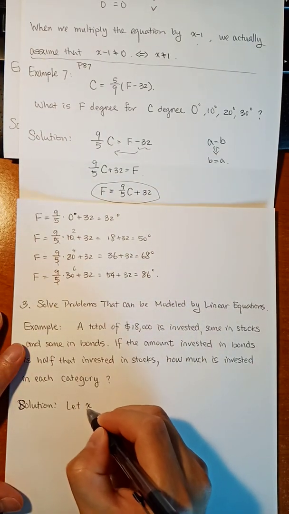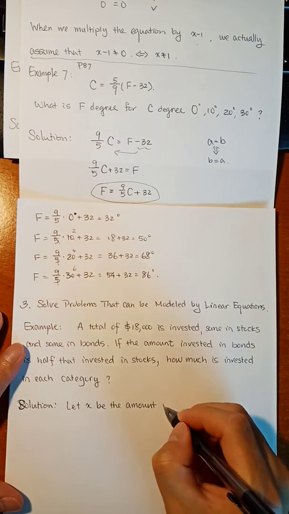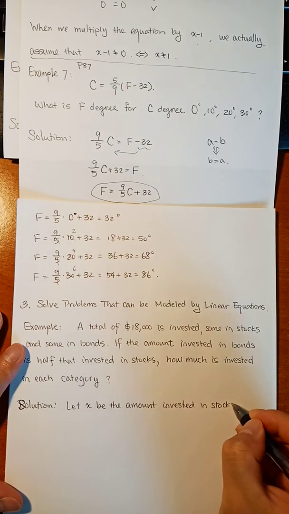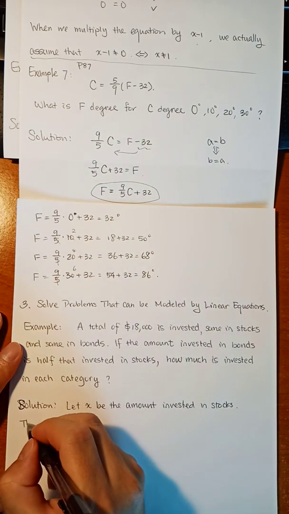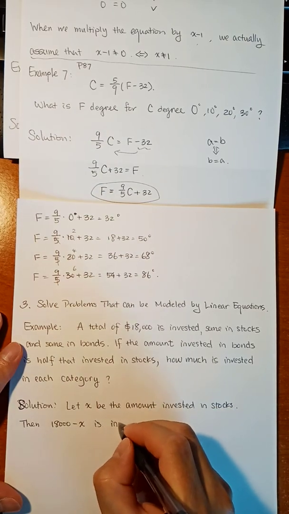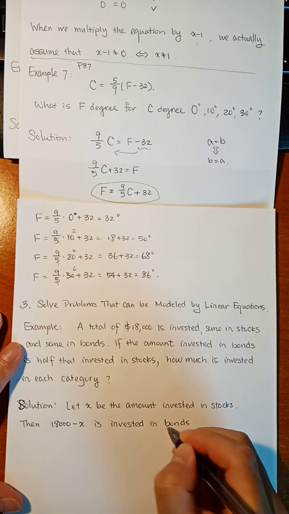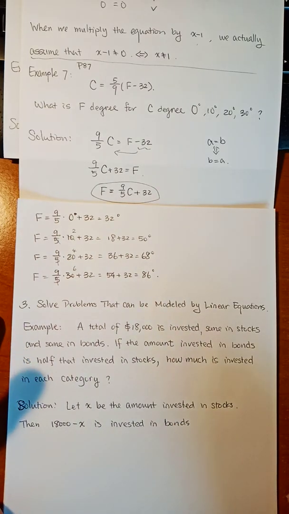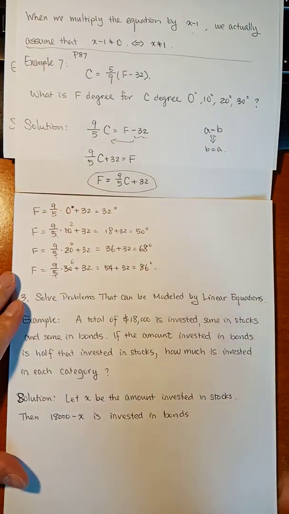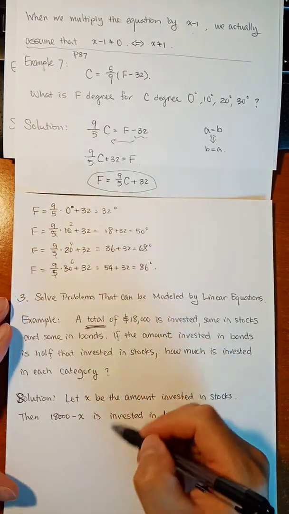So let X be the amount invested in stocks. Then 18,000 minus X is invested in bonds. That's the division into categories. That's the first condition. That's total. We use this total to get this relation.